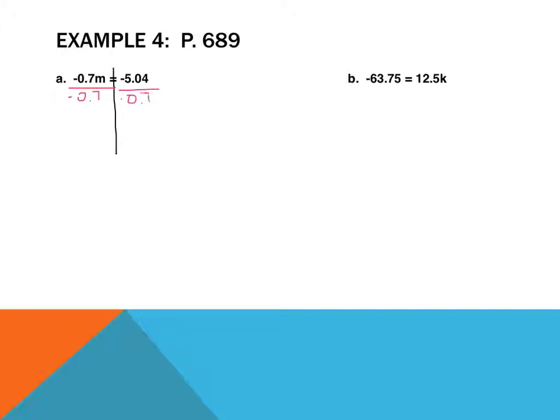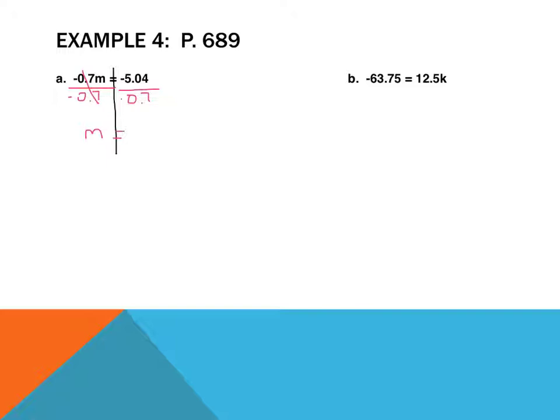Okay, so my 0.7 cancels, and I'm left with an m. And notice that I divided by the negative also, because a negative divided by negative gives me a positive m, and that's what I'm looking for. I'm looking for a positive m. Alright, and then negative 5.04 divided by 0.7.